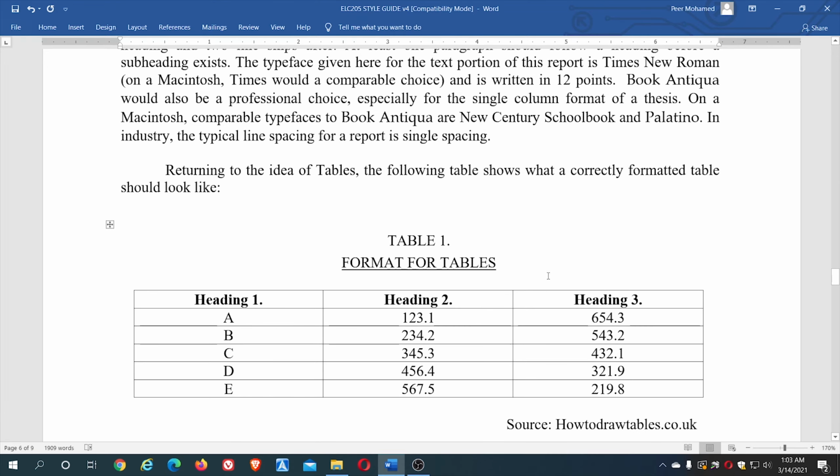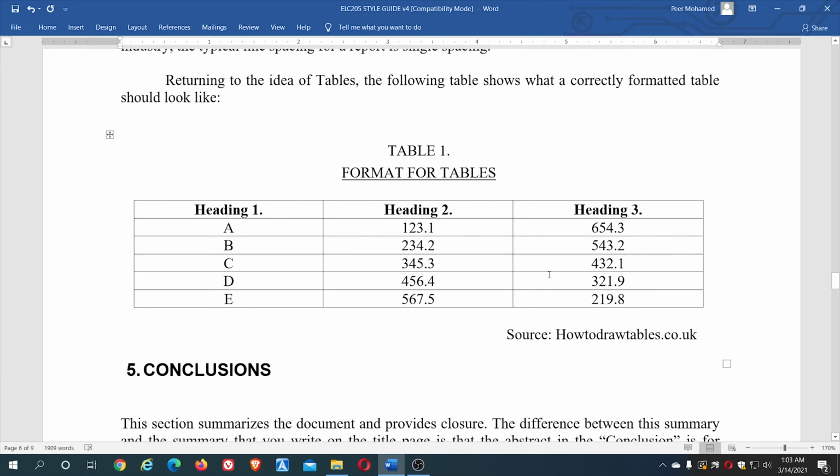And in chapter 4 there is a table used. Please keep it in mind when you are using a table, put the number on the top. For the pictures we put the number at the bottom. For the table you have to give the title above. So table 1, table number 1, format for tables. So this is a table, and this is not your table, you have taken it from some website. So for the source, you put the website hyperlink.